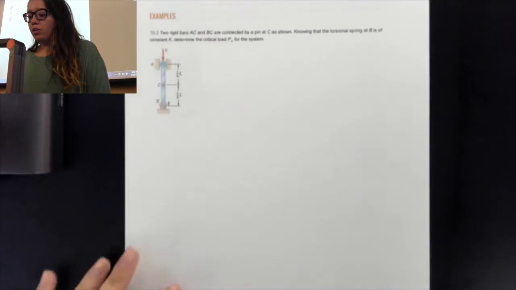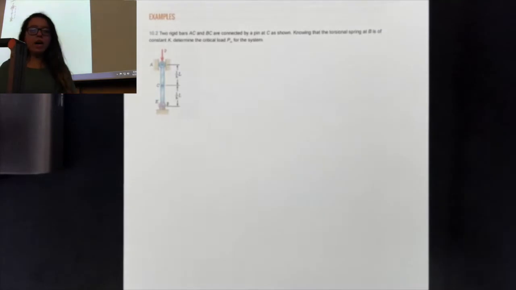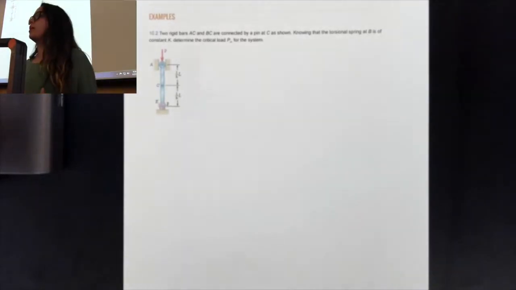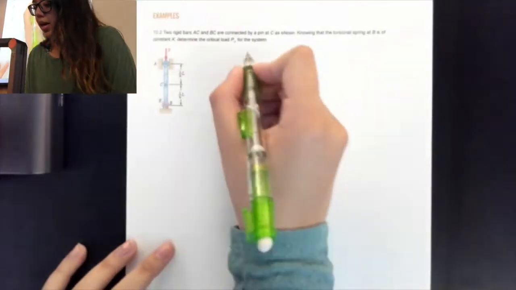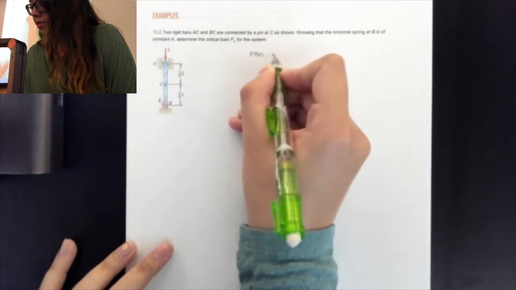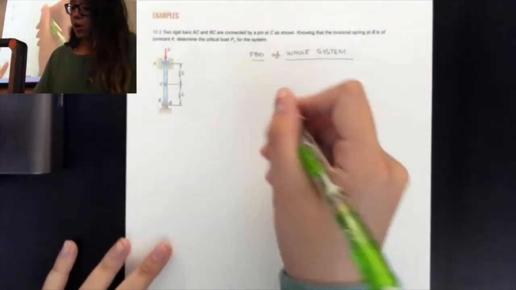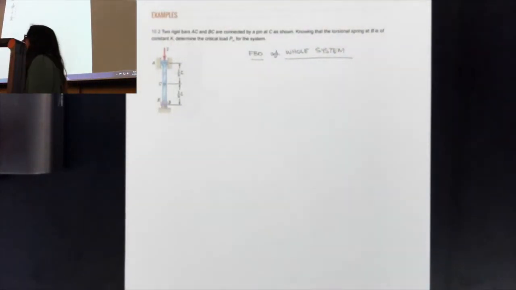All right, so we have that there. And then they say determine the critical load for the system. So we basically want to figure out what this P is that causes the system to start to bend, to start to buckle. That's what we're looking for. The first thing we want to do is just set up a free body diagram of the whole system. And we want to draw it in the buckled position, not in the position that it's at right now.